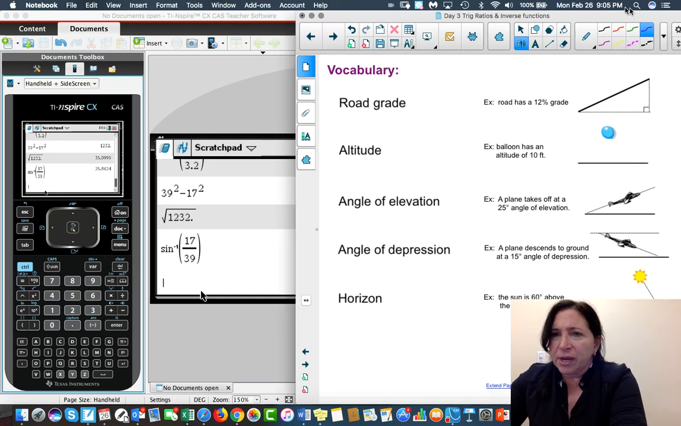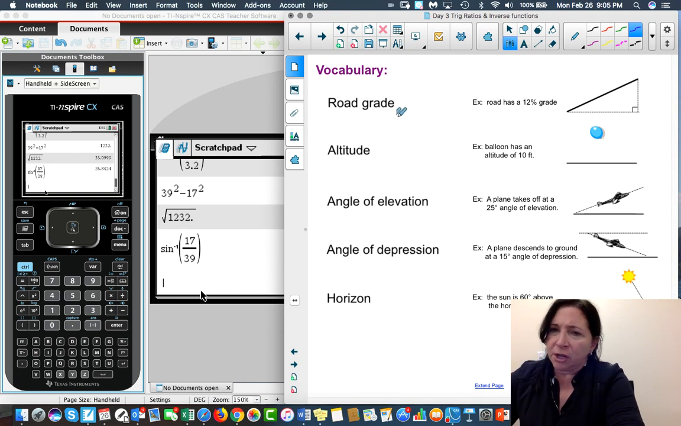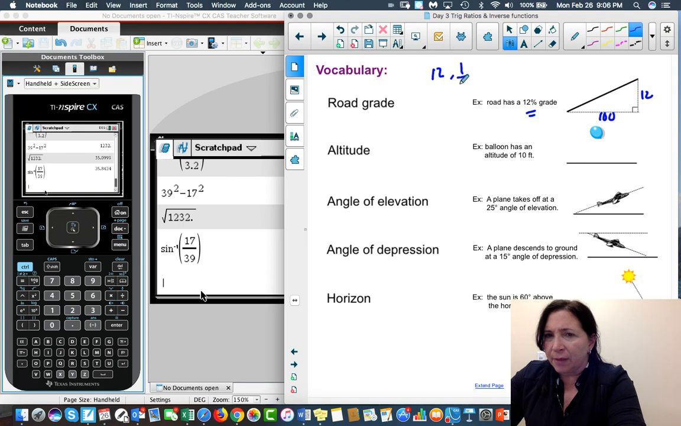So these right here are just a couple of things to remind you of what grade is. This is a road grade. Road grades. Let's say it had a 12% grade. That's rise over run. Percent means 100, right? 12% is 12 times 1 over 100, which is your rise, 12, over your run, which is 100.